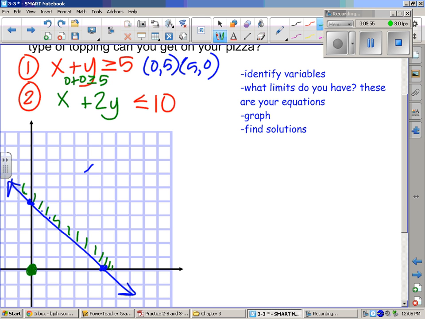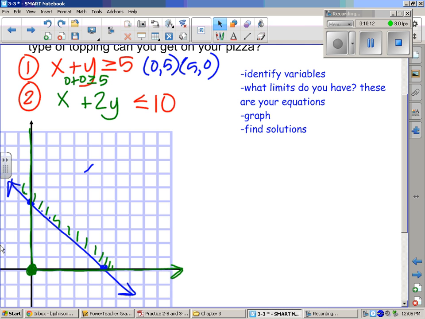You cannot just assume. Also, how come we're just using that first quadrant? Because it's money. It's money and it's toppings. You can't have negative toppings. Can't have negative toppings or negative money, so I'm going to have to stay within that first quadrant.